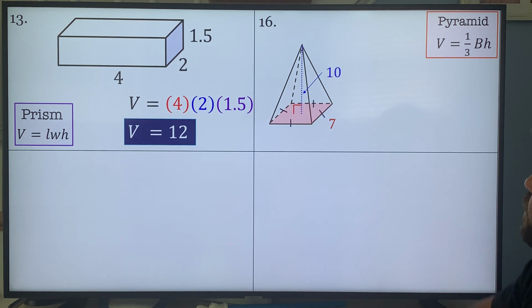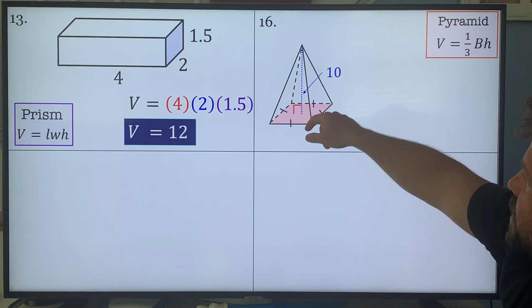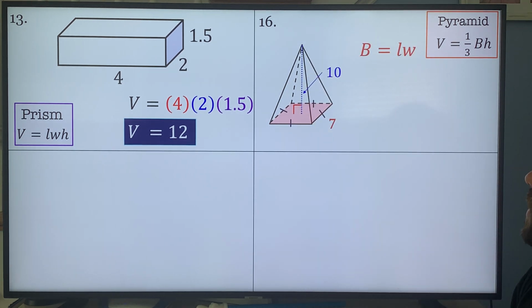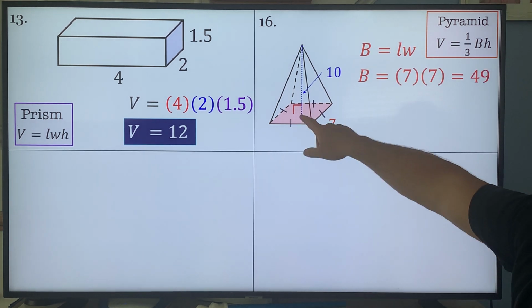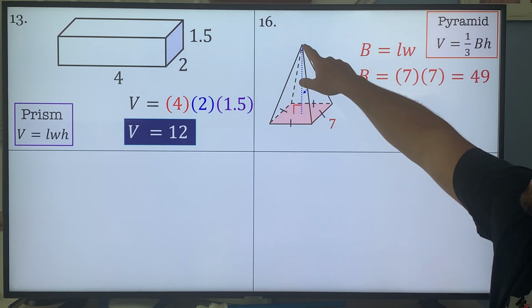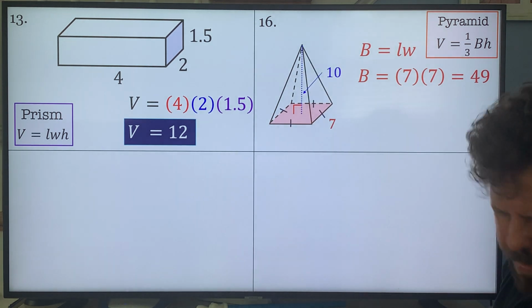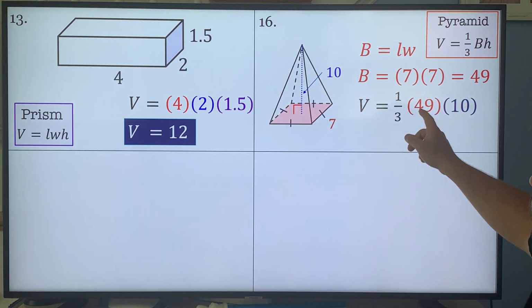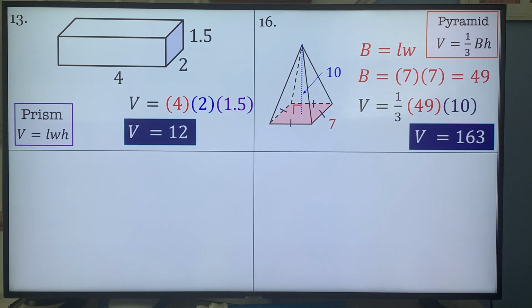What is that? Pyramid. Area of the base times 1/3 times the height. Area of the base is length times width. 7 times 7 is 49. Height makes a right angle with the base and attaches to the opposite vertex, the apex. 1/3 of 49 times 10 is 163.